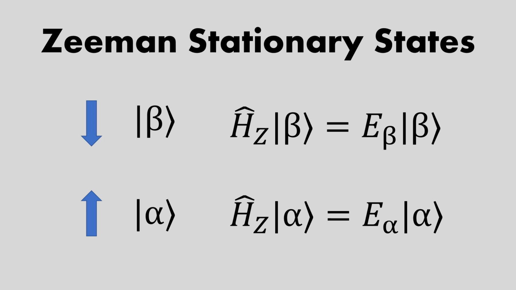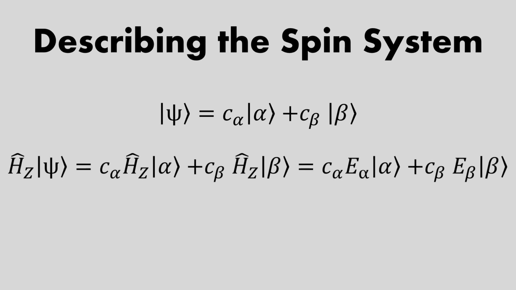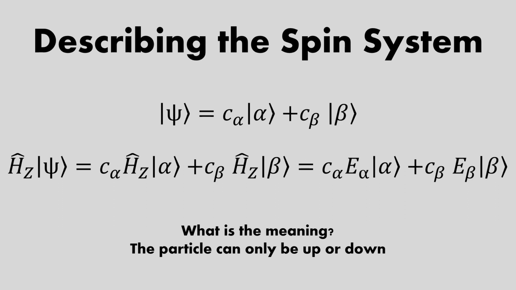So, if our spin system is made from just one particle, we can write any general psi as a linear combination of the state alpha and beta. In this way, we can apply an operator. We can just apply it to our stationary state to obtain the result. But wait a moment. What does it mean? If our particle can be only up or down, what's the meaning of psi?